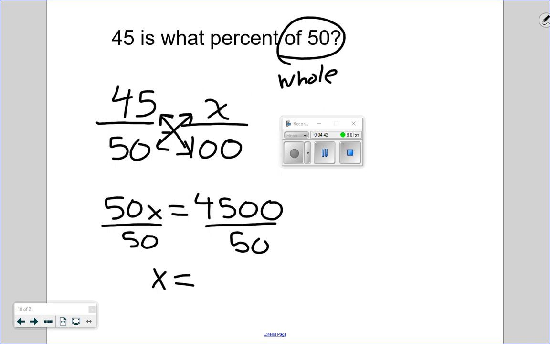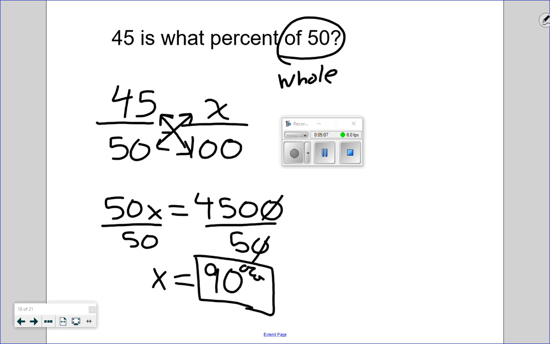And when I do that, I can cross out two zeros, basically dividing the top and bottom by 10 to simplify that fraction. And I have 450 over 5, which is 90. So that's my answer to 45 is what percent of 50: it's 90%.